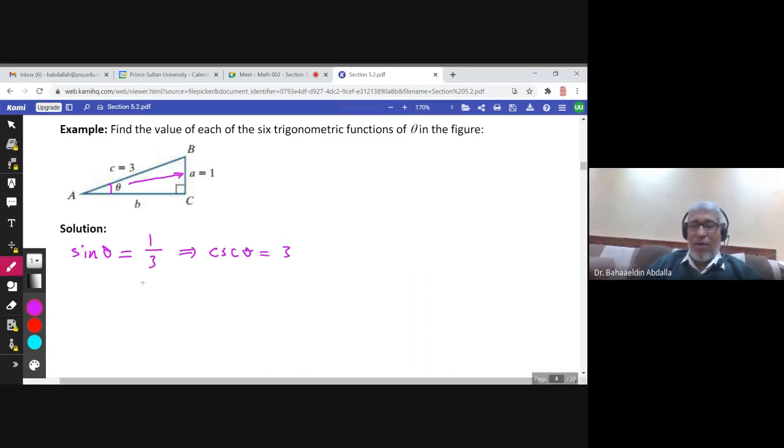Now to find tan or cosine, I need the adjacent side. How to find the length of the adjacent side? I use the Pythagorean theorem. A square, 1 square, plus b square equals c square. So b square would be equal to 9 minus 1. So it is 8. So b would be plus or minus square root of 8, but b is a length, so I cannot take it negative, so we take the positive. So it's the square root of 8.